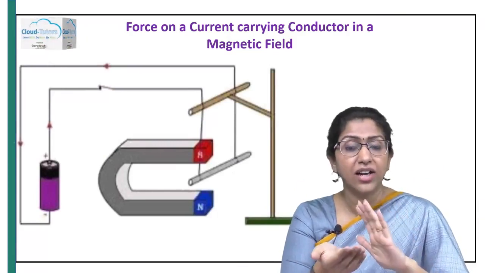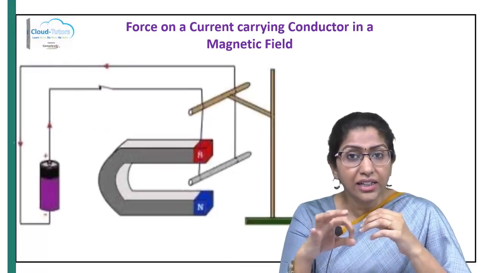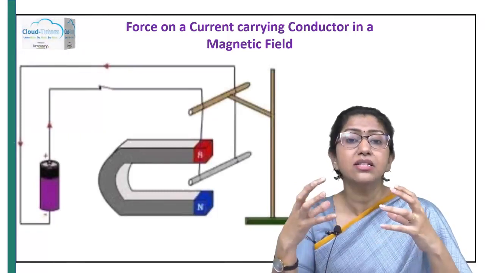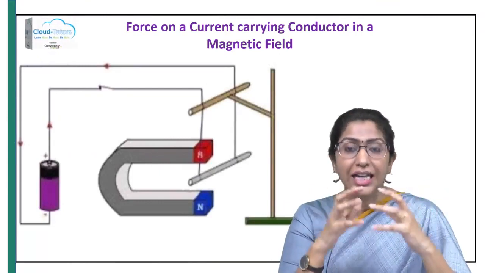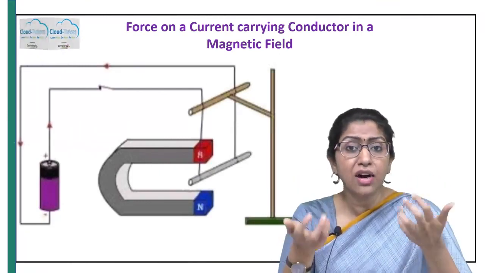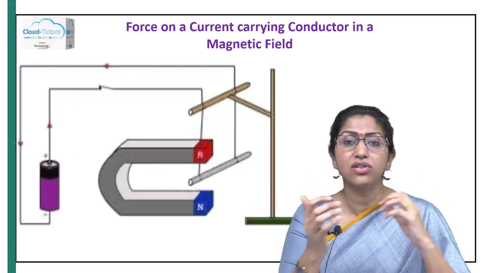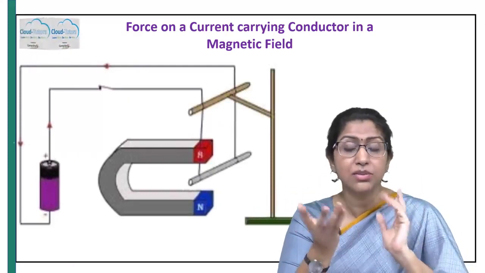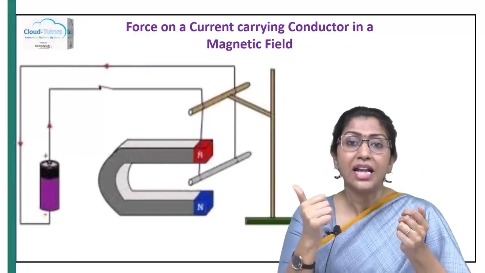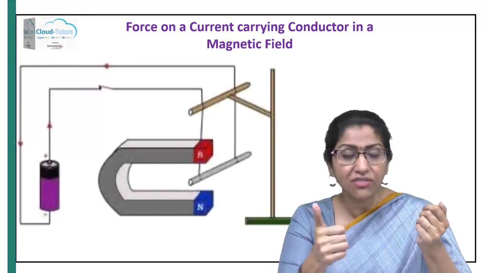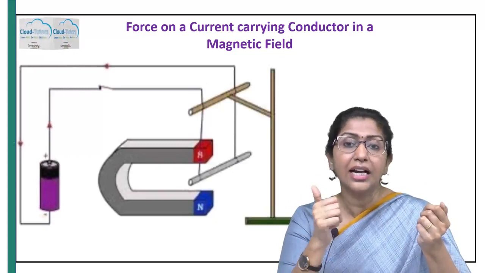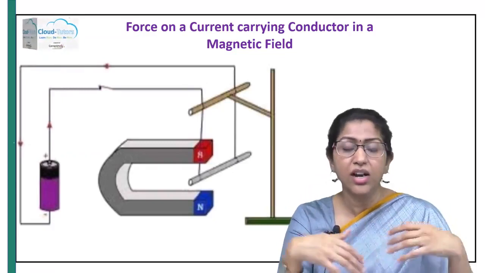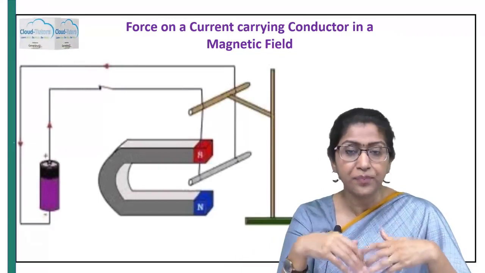Because of this interaction, the current carrying conductor, as you can see on the screen here, experiences a pull or a push. That is, it experiences a force due to the interaction of the magnetic fields of these two magnets. What are the two magnets? One is the current carrying conductor itself, which acts as an electromagnet, and another is the permanent magnet, which we have kept closer to this entire setup.